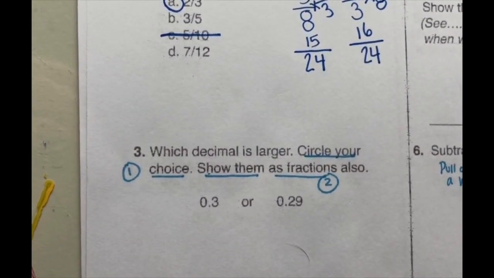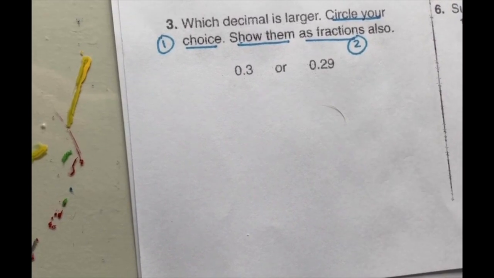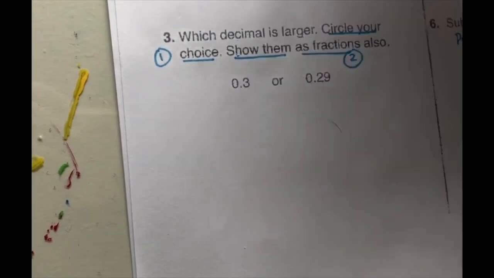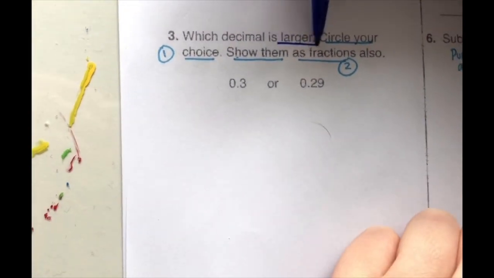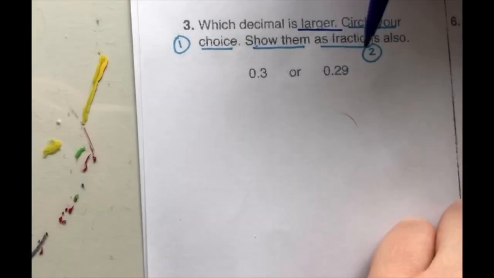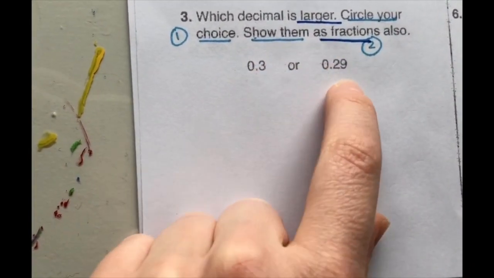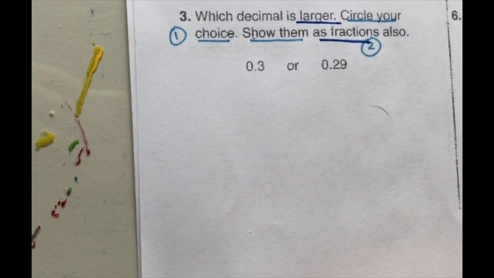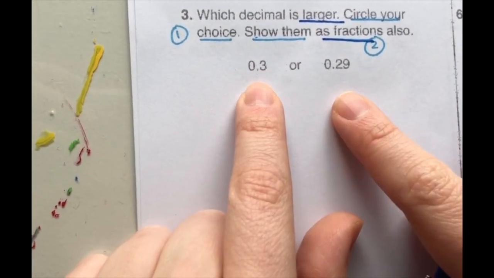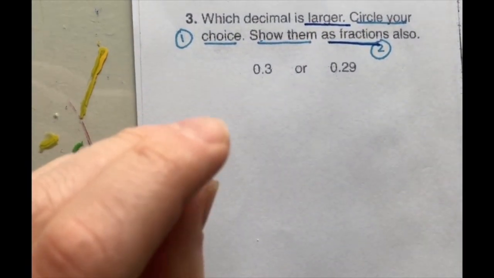Okay, let's move down to number 3. It says, which decimal is larger? Circle your choice, show them as a fraction also. So we have 2 tasks. First, we're finding which decimal is larger. We're circling our choice. That's our first one. And then for our task number 2, we're going to show them as fractions. So we have 3/10 and we have 29/100. So let's look at these. Do they have the same number of digits? No. And we know in order to compare our decimals, they have to have the same number of digits, right?